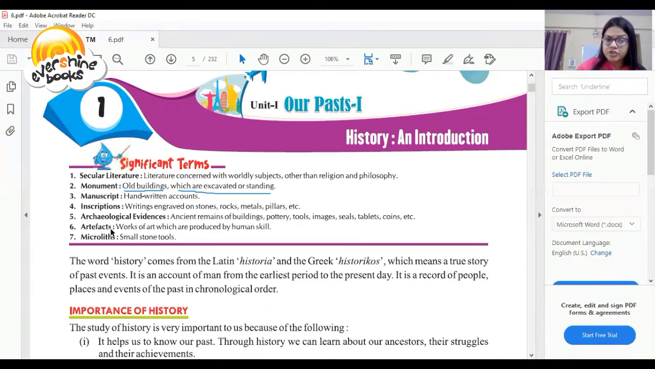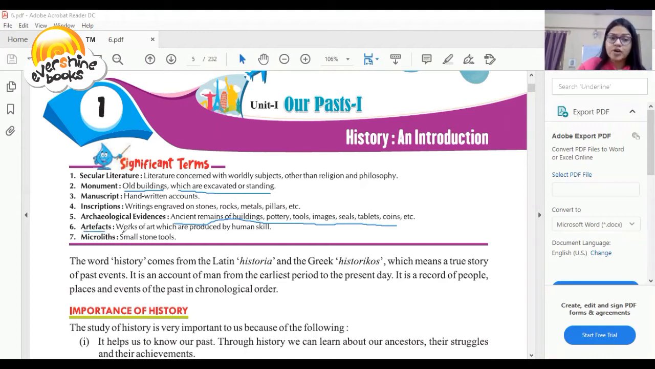What are archaeological evidences? Dear student, these are ancient remains of buildings, potteries, tools, seals, tablets, and coins. They are called archaeological evidences. जो पुराने टाइम की बिल्डिंग है, पत्थर है, इमेज है, टैबलेट्स है, कॉइन्स है, उन्हें क्या बोलते हैं? आर्कियोलॉजिकल एविडेंसेस बोलते हैं.